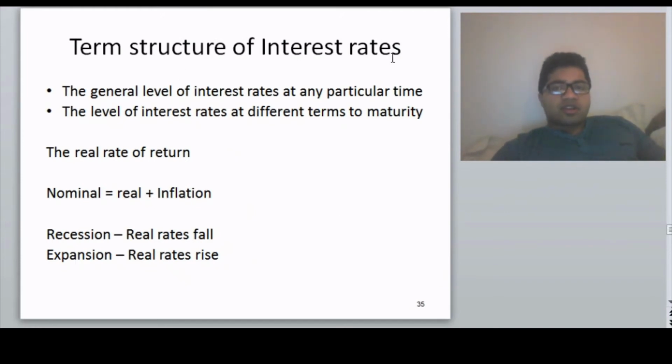So the term structure of interest rates is the general level of interest rate at any particular time. The level of interest rates differs according to the maturity. So different maturities have different interest rates. One thing is important, the real rate of return: nominal equals real plus inflation. So in recession, the real interest rate falls. In expansion, the real interest rates rise because of the changes in inflation.